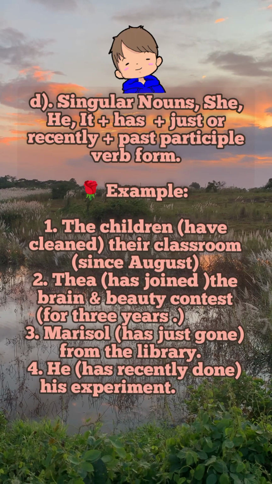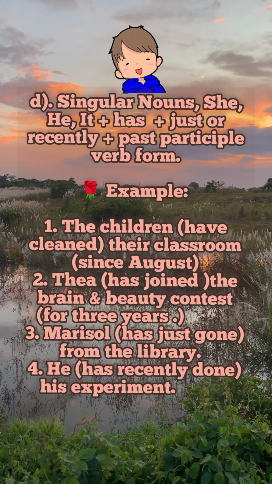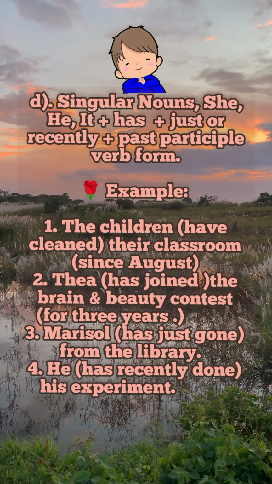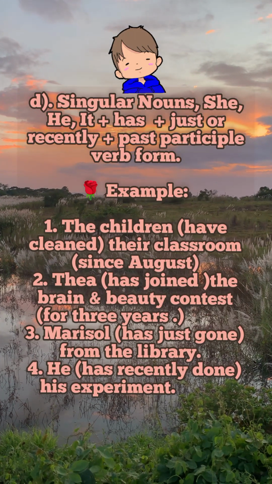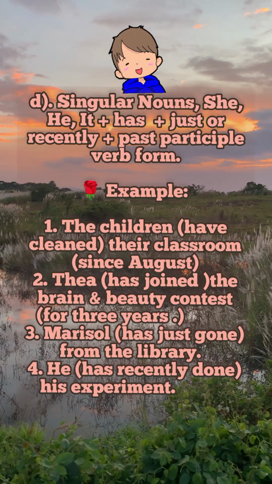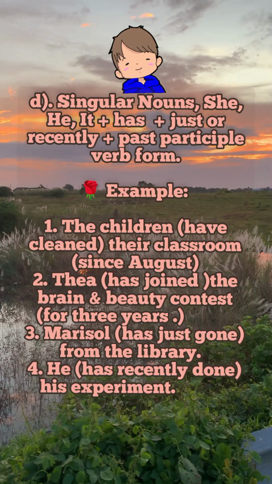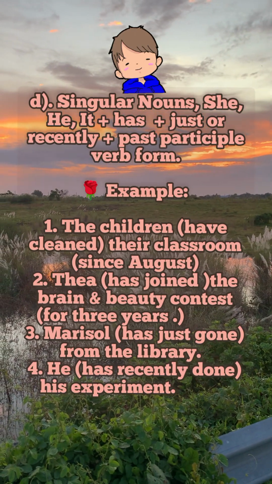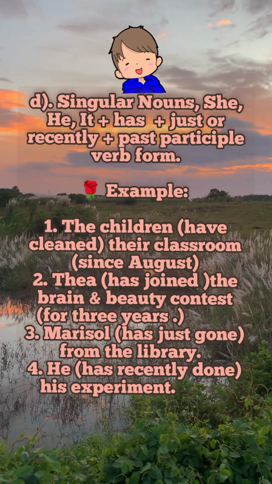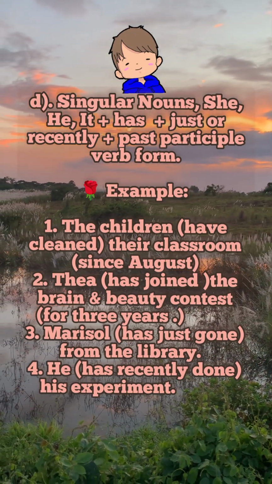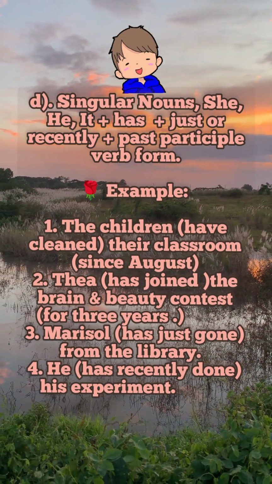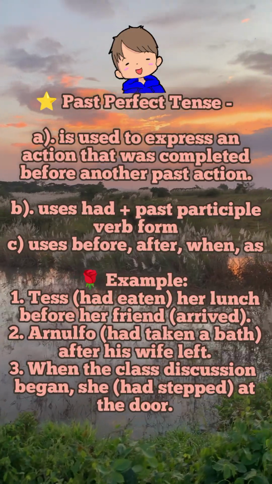Or singular nouns, or she, he, it, plus has plus just or recently plus past participle verb form to use it in the sentence. Example: 1. The children have cleaned their classroom since August. 2. They have joined the Brain and Beauty contest for 3 years. 3. Marisol has just gone from the library. He has recently done his project.